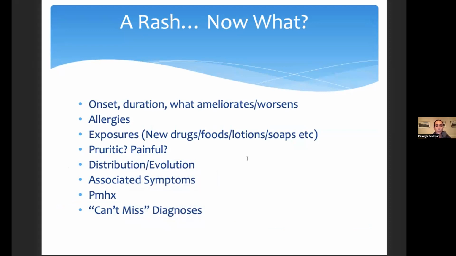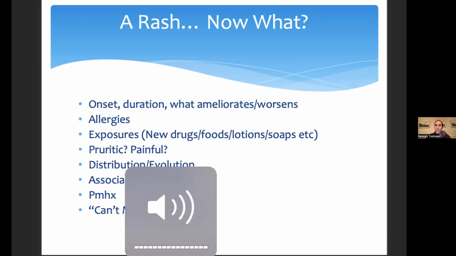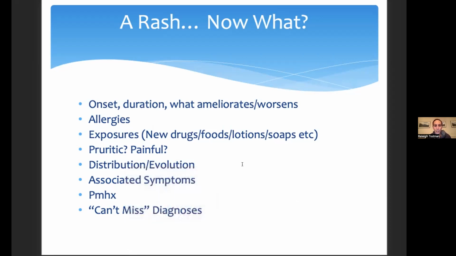Is it painful or pruritic? What's the distribution and evolution? That's actually really key for a lot of rashes, especially on test questions, as far as like it starts on the face, moves down, starts out and moves in. That's often your key, especially with the pediatric exanthems. It's often your key to sort of diagnosing which rash it is. So the distribution, the evolution, the associated symptoms, like every other HPI you give, all the past medical history.